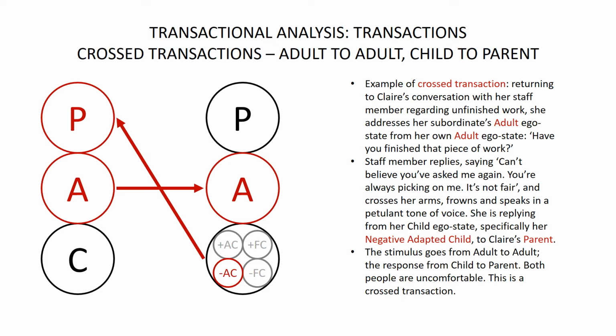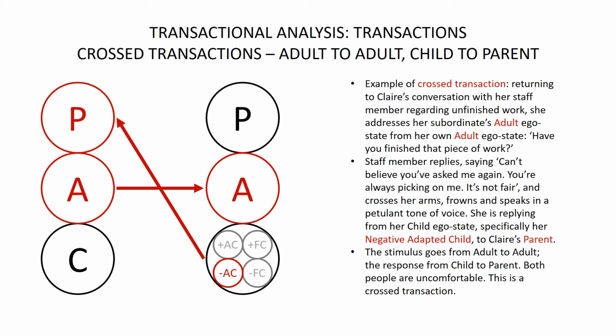For an example of a cross-transaction, we can return to Claire's conversation with her staff member regarding unfinished work. When Claire asks from her adult ego state, "Have you finished that piece of work?" she is addressing her subordinate's adult ego state. If a staff member replies, "Can't believe you've asked me again, you're always picking on me, it's not fair," while crossing her arms, frowning, and speaking in a petulant tone of voice, it is likely that she is replying from her child ego state, in this case negative adapted child, due to the fact that she is reacting to rules in a way likely to cause her harm, and is addressing Claire's parent ego state.